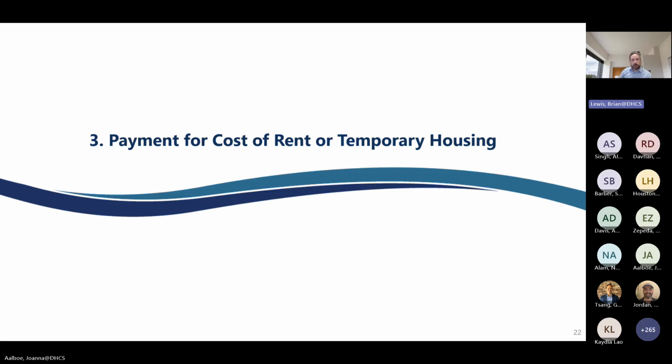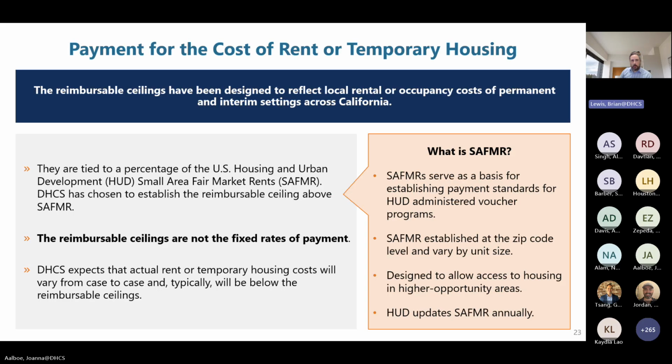All right, now we'll take a closer look at the reimbursable ceilings that DHCS has established for transitional rent. Next slide, please. The reimbursable ceilings have been designed to reflect local rental or occupancy costs of permanent and interim settings across the state. The department believes the most effective approach to achieve this is by tying the reimbursable ceilings to HUD's small area fair market rents, or SAFMR. Doing this aligns with the payment standards for HUD administered voucher programs, and the small area fair market rent is established at the zip code level and takes into account different unit sizes.